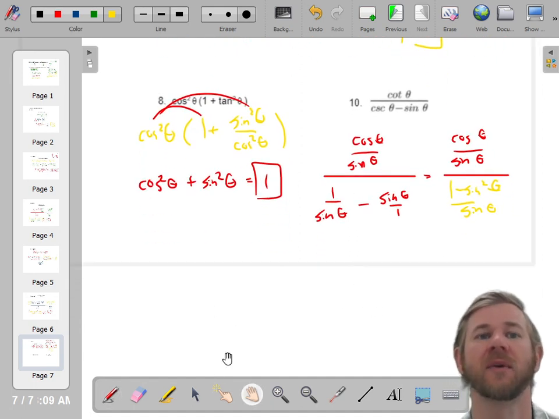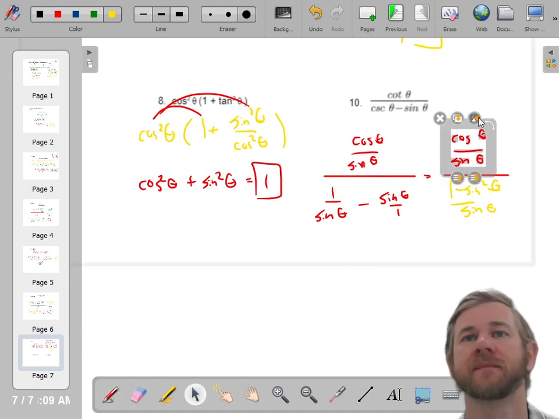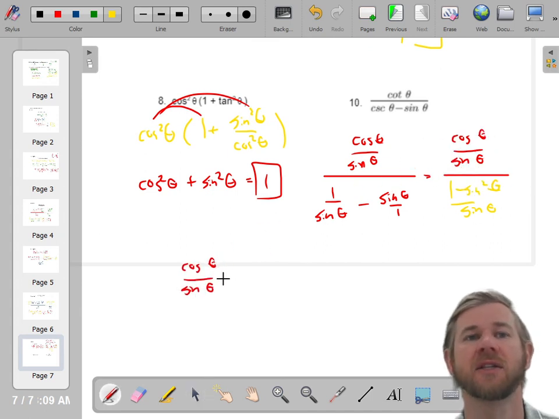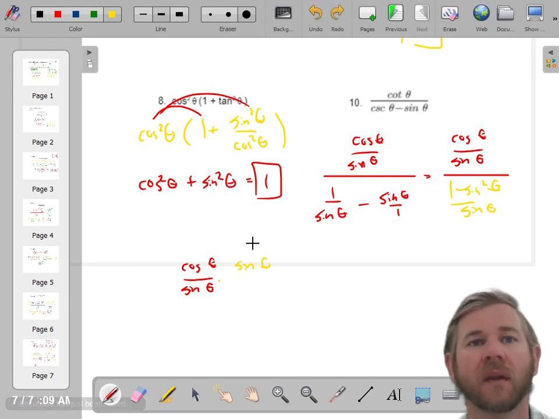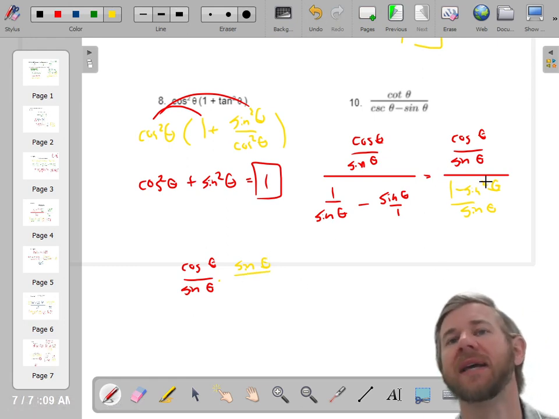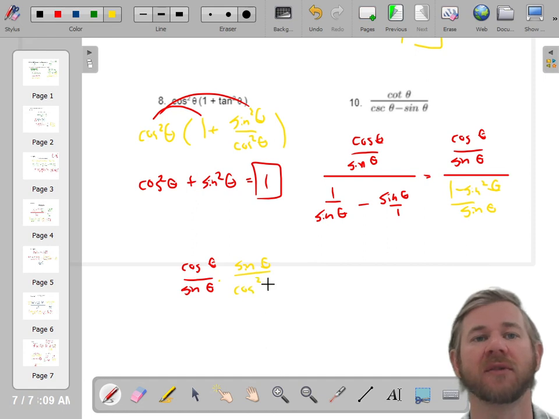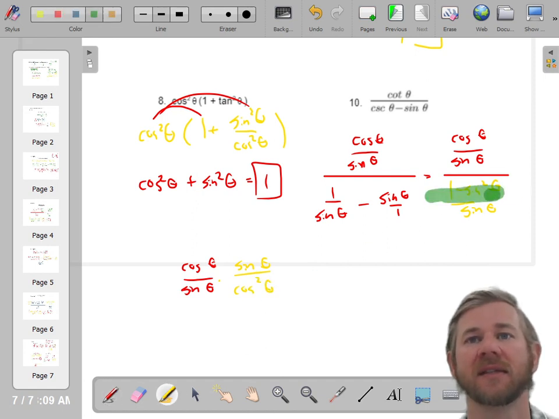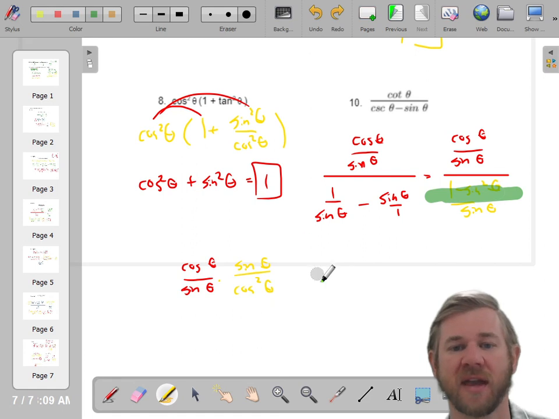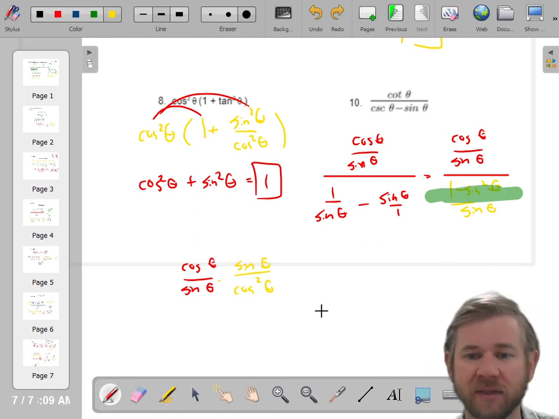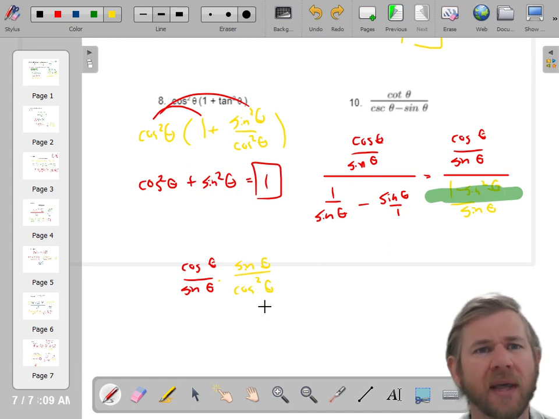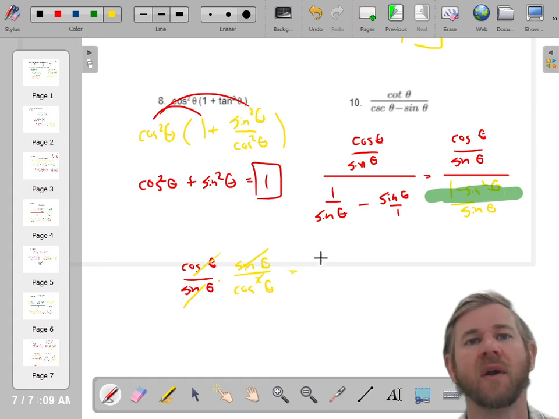Copy, change, flip. So I have cosine over sine. Change to multiplication. Now flip it: sine of theta over 1 minus sine squared. That's cosine squared theta. I'm just going to do that while I'm thinking about it. That's a Pythagorean identity: 1 minus sine squared gives you cosine squared. And what can I cancel out? Those cancel. One of these cancels. So it's 1 over cosine, which is secant theta.